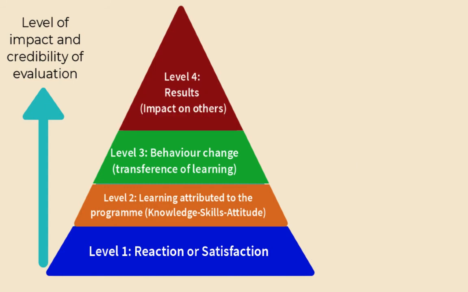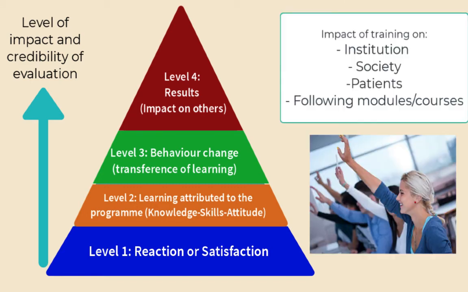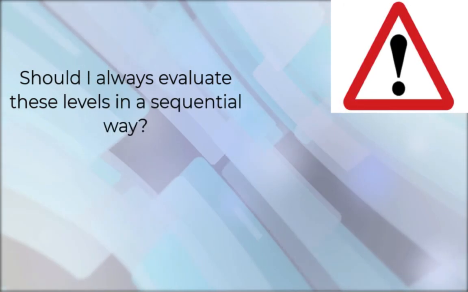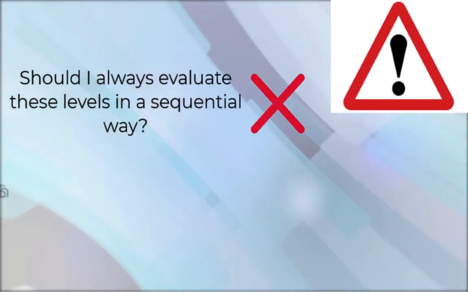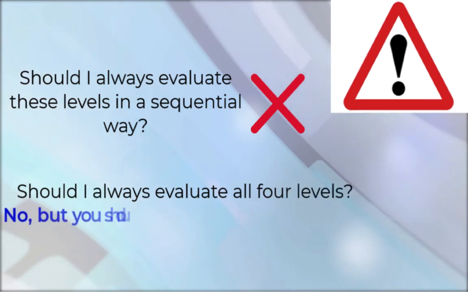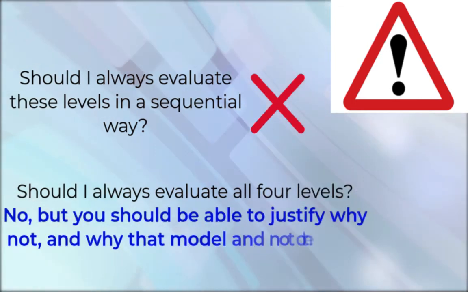The fourth level corresponds to the evaluation of results and how the training has had an impact or how it has been transferred to the institution or organization, its impact on society or other individuals, improvements in patient outcomes, or in their experience or treatments, or if it has had a positive impact in the following courses in the curriculum. At this point, it is important to clarify that these levels not necessarily need to be evaluated in a sequential way, and that not all programs require evaluation at all four levels.